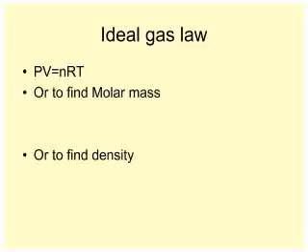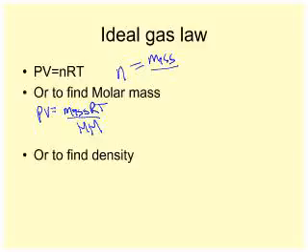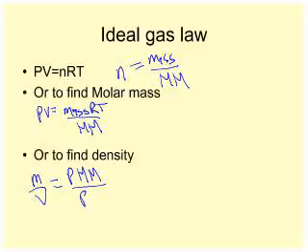Ideal gas law is PV equals nRT, or to find molar mass, PV equals mass RT over molar mass. And basically what I did is n equals moles, and moles equals mass divided by molar mass. And that's all I did, I just substituted. Or to find density, since density equals mass over volume, I can basically solve for mass over volume. So PM over RT will give you density. And of course, m over V equals density.